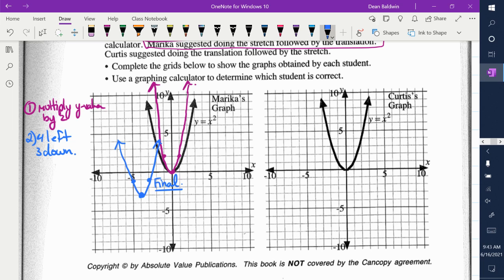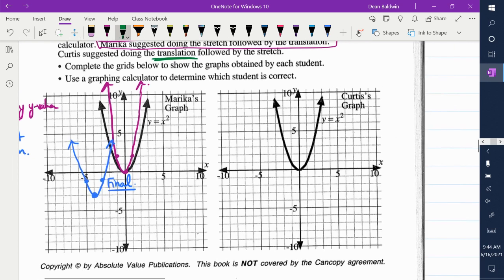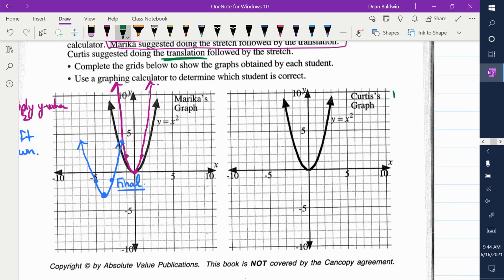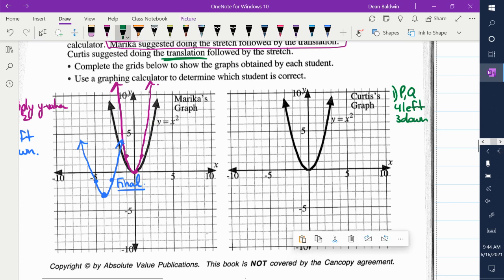Okay. So then Curtis, being the rebel that Curtis is, decides he's going to do the translations, i.e. the P and the Q first, and then the stretch. Okay? So over here on Curtis's, he does P and Q. So 4 left, 3 down. So I move it 4 left. 1, 2, 3, 4. 1, 2, 3. So he's there. That's his first step.